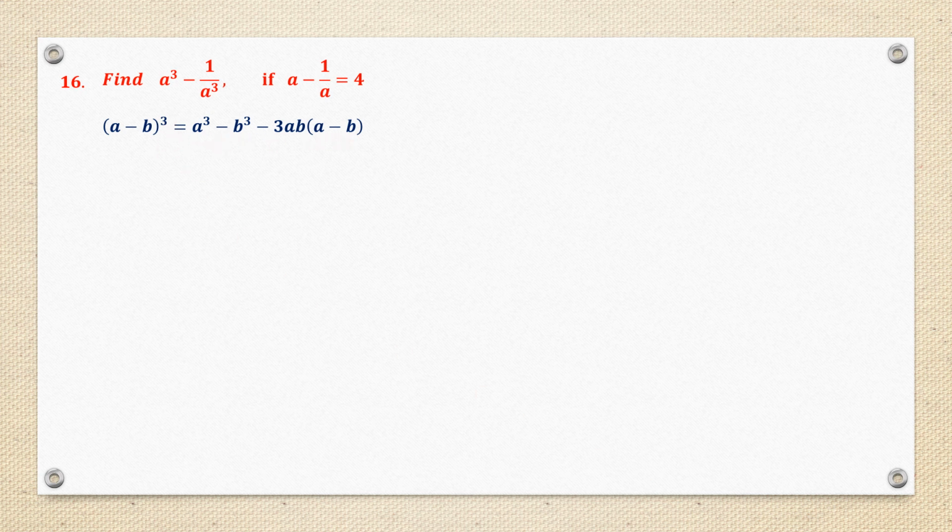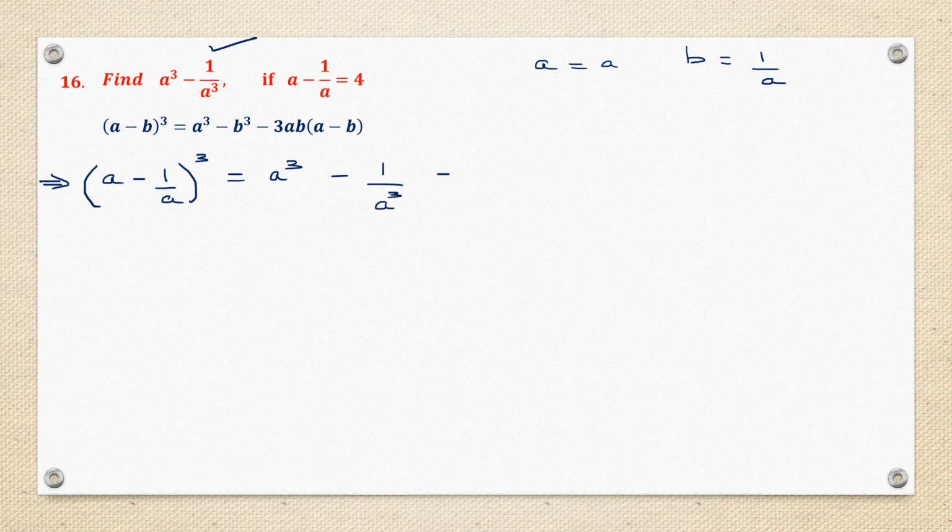Again, in this case, what is a? A is a itself. And what is b? B is the second term, which is 1 by a. So wherever we have b, we're going to write 1 by a. Let's begin here and say (a minus 1 by a) the whole cube is equal to a cube, which is a only, minus b cube, which is 1 by a cube, minus 3ab. That means 3 into a into b. B is 1 by a, into (a minus b), and a is a, b is 1 by a.